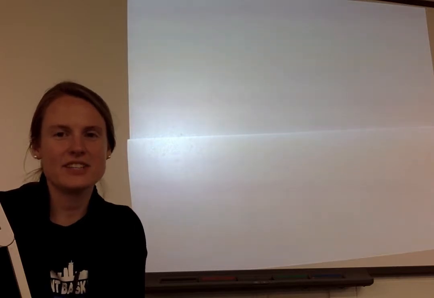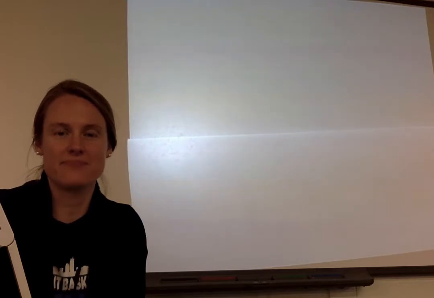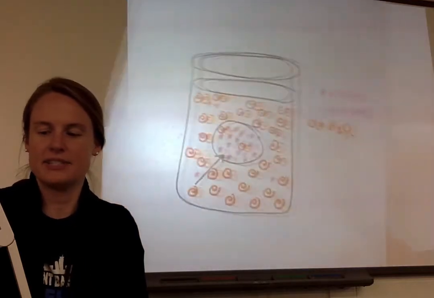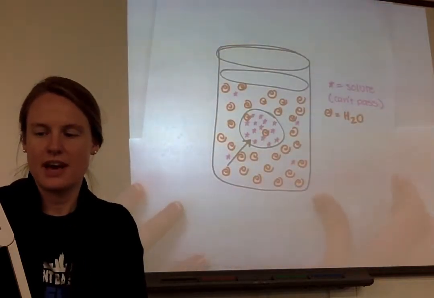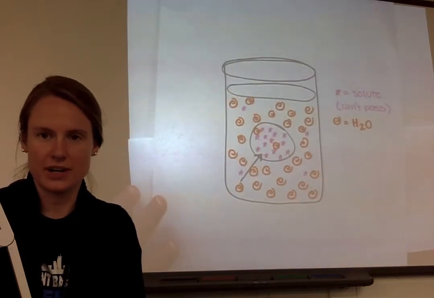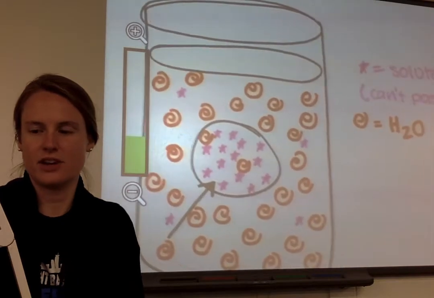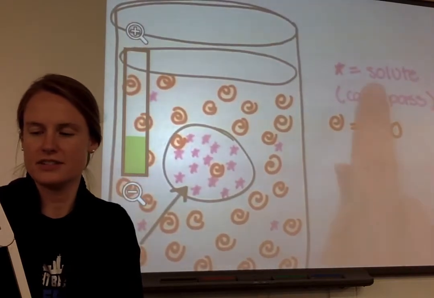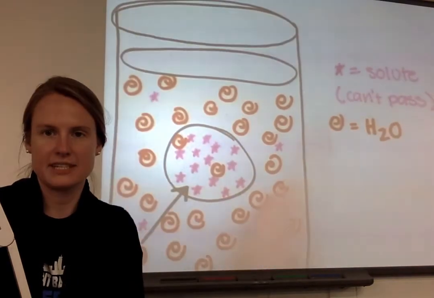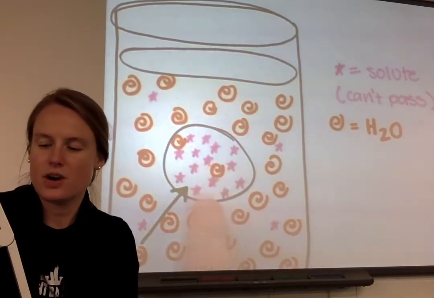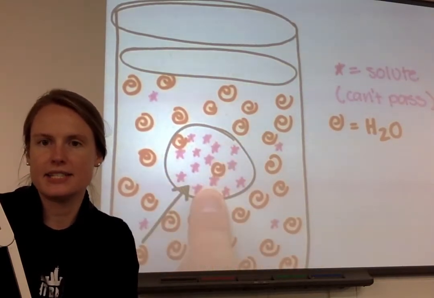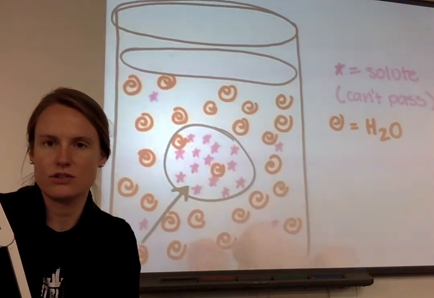Hi guys, so this is a follow-up for our lab that we did today, the potato core lab. Before I get into the lab itself, I just want to remind you about the movement of water. So in this diagram, we can see that we have solute represented by pink stars, and we have water represented by orange squiggles. So I can see that this cell is hypertonic to the solution around it.